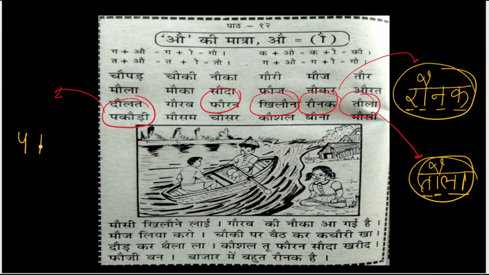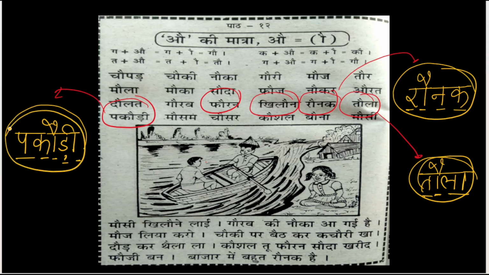This is pa, and this is ka, and this is mother of ao, and this is ra, and this is mother of e. Now it became pa, ka, mother of ao, ra is mother of badi e. Now it became pakori, pakori. Let's say this one.